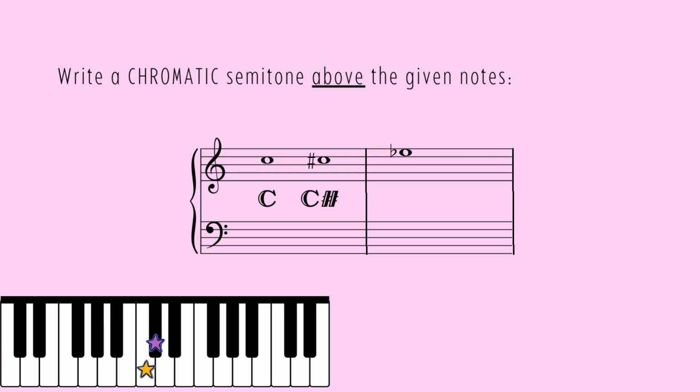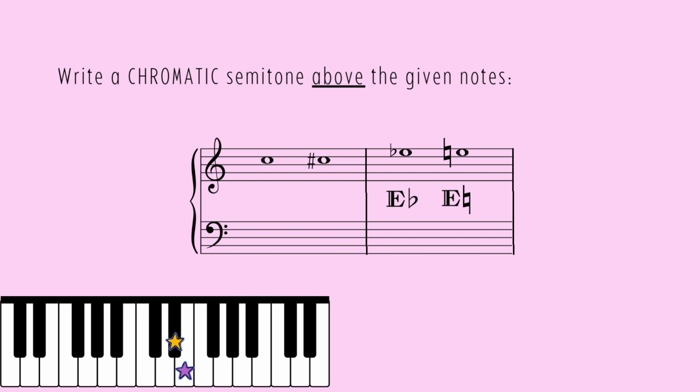So you'll see on the piano here that there's a yellow star, which is going to be used for each given note. And then a purple star is showing the note that we're writing down after that given note. So in this case, we're looking to write a note that is a chromatic semitone above what's given. And so that means we're raising the note, and we're going to use a sharp to do that. So here we have C to C sharp. This is a chromatic semitone.